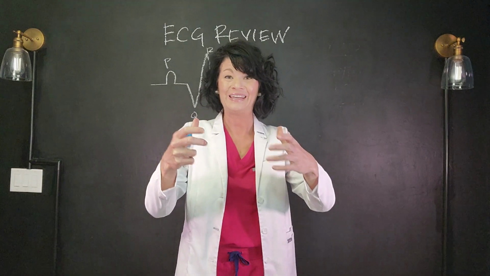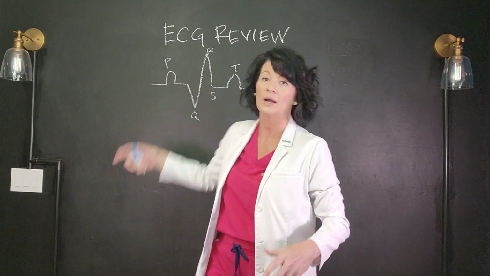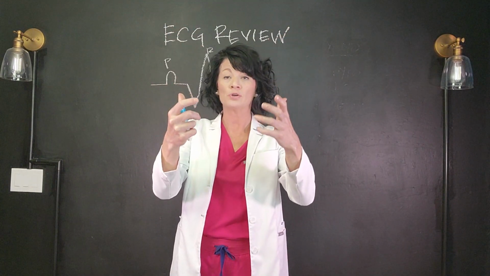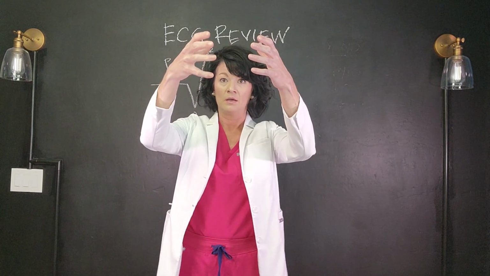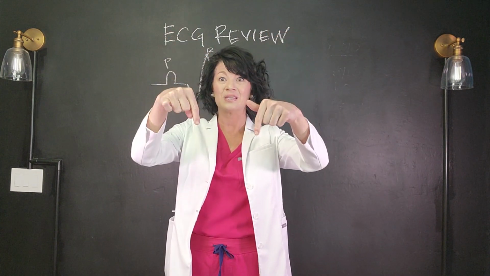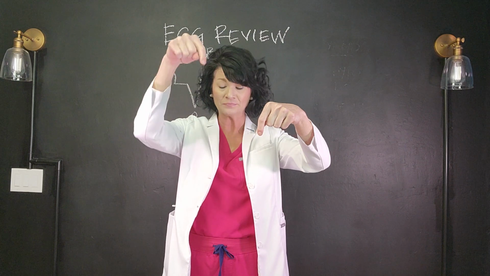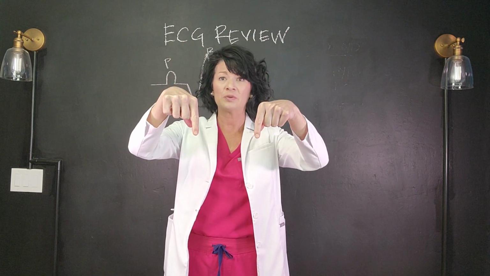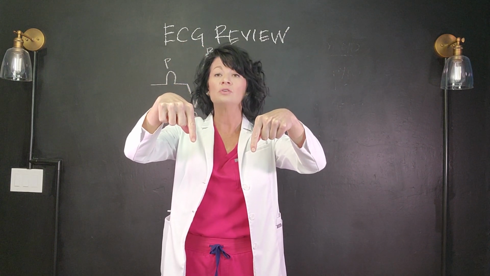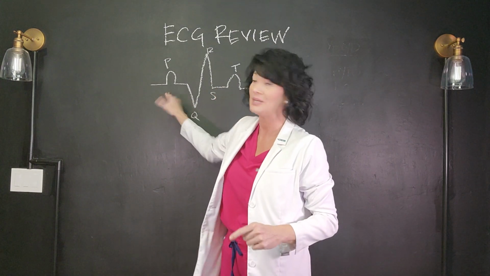So when the depolarization, this P wave here happens, those depolarization of the atria are happening, resulting in contraction of the atria. So blood is then pushed through both the tricuspid on the right side and the bicuspid valves on the left side into the ventricles. That is what's happening in our P wave.